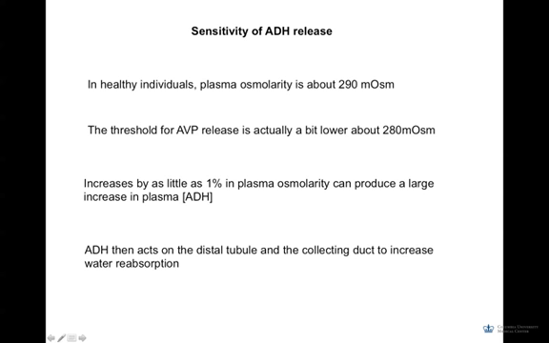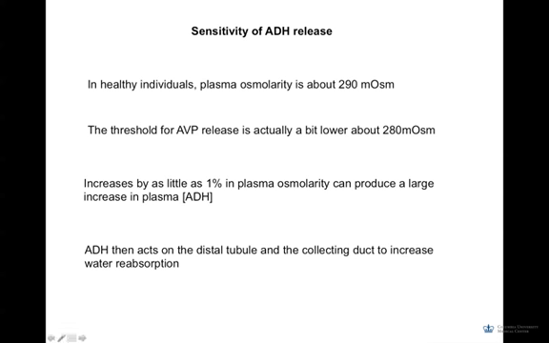The threshold for ADH release, this acronym AVP just stands for arginine vasopressin. This is another normal abbreviation for this hormone. Okay? So the threshold for ADH release is slightly lower than normal. It's actually 280. And when I say it's the threshold for ADH release, it means that plasma osmolarity has to be at least 280 in order to get any amount of ADH release.